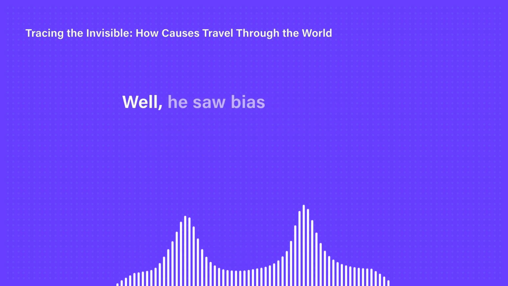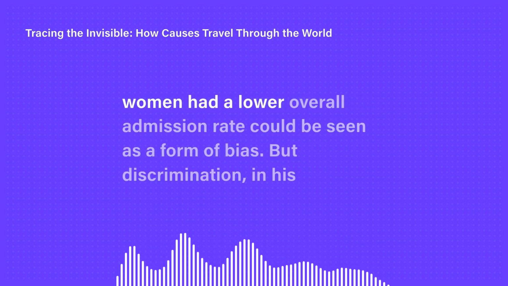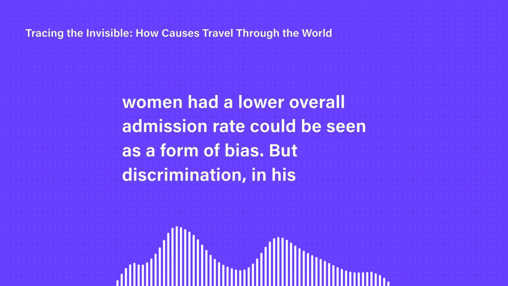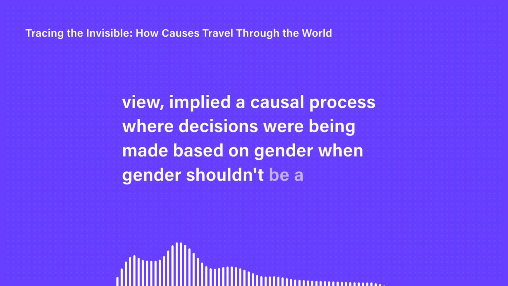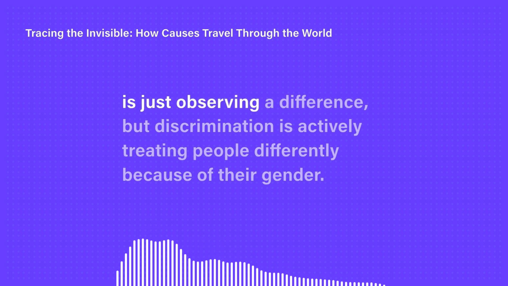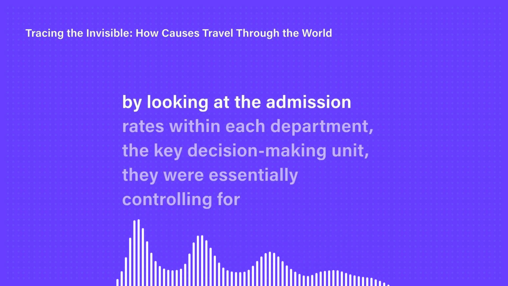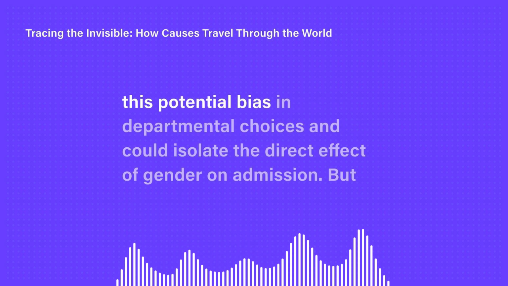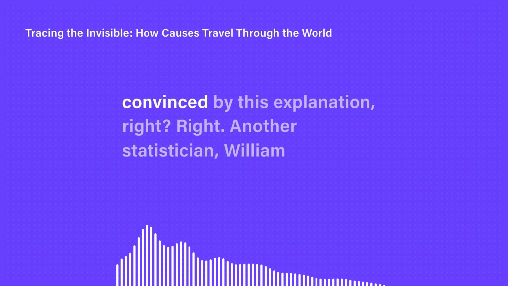So what's the difference? Well, he saw bias as just a statistical pattern, like a correlation. So the fact that women had a lower overall admission rate could be seen as a form of bias. But discrimination, in his view, implied a causal process where decisions were being made based on gender when gender shouldn't be a factor. So it's like bias is just observing a difference, but discrimination is actively treating people differently because of their gender. Exactly. And Bickel felt that by looking at the admission rates within each department, the key decision-making unit, they were essentially controlling for this potential bias in departmental choices and could isolate the direct effect of gender on admission. But not everyone was convinced by this explanation, right?